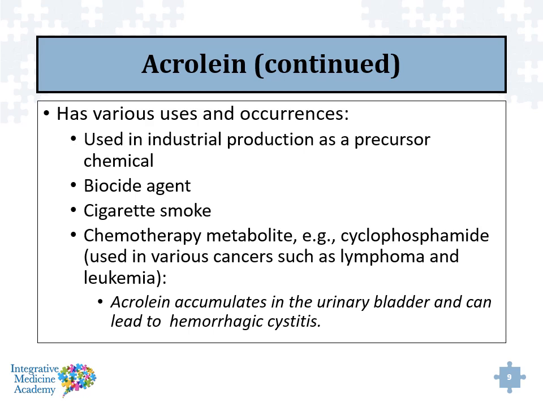It can be used in industrial production as a precursor chemical for other chemicals. It's often used as a biocide agent. Cigarette smoke could be a source of acrolein. It also shows up sometimes as a chemotherapy metabolite. Cyclophosphamide, by the way, is a chemotherapy drug that's often used for lymphoma and leukemia. Acrolein can accumulate in the urinary bladder, and at a high enough level can lead to what's called hemorrhagic cystitis.